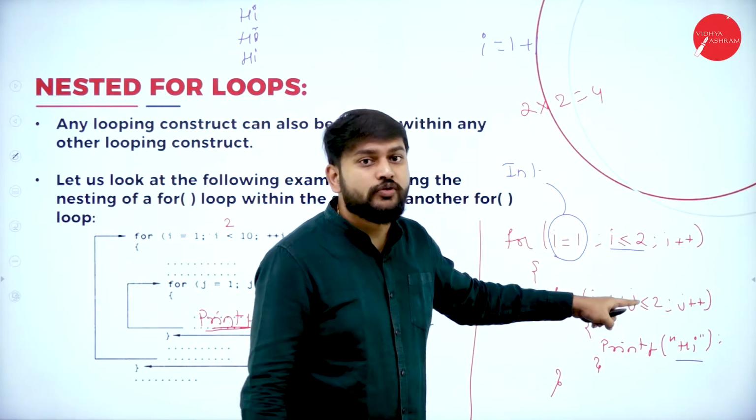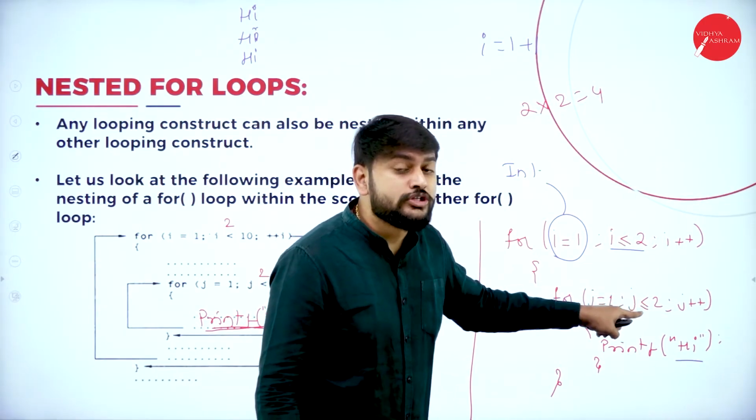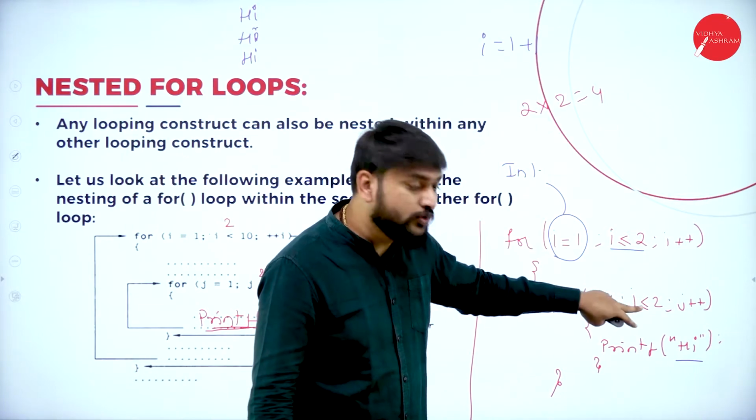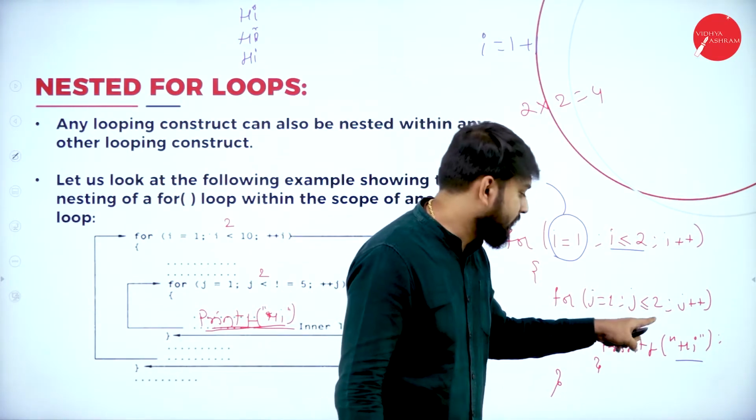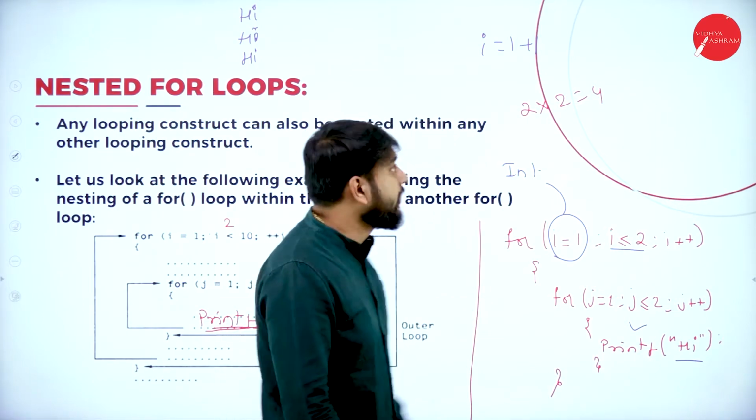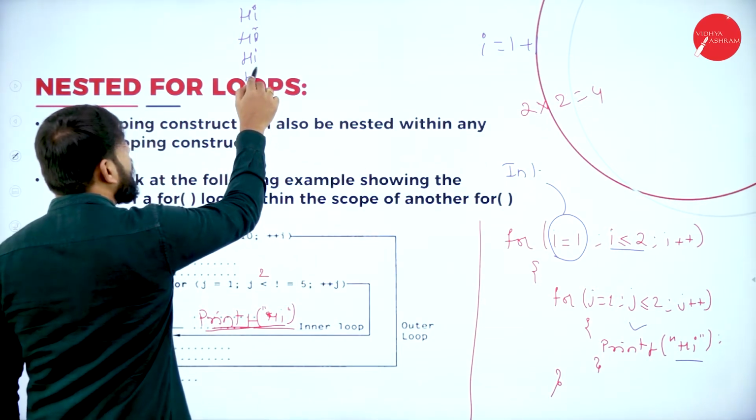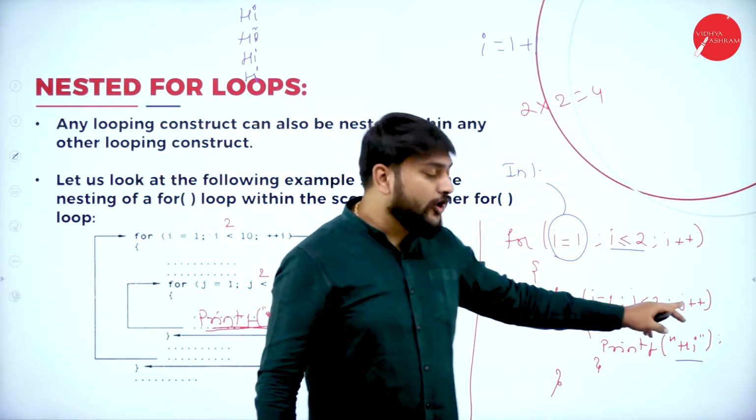It will check the condition. J value is now 2. So 2 is less than or equal to 2. Yes, it is equal to 2. Condition satisfies, so coming inside. So it will print high. After printing high, J value will get incremented.